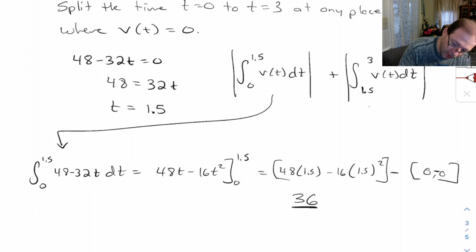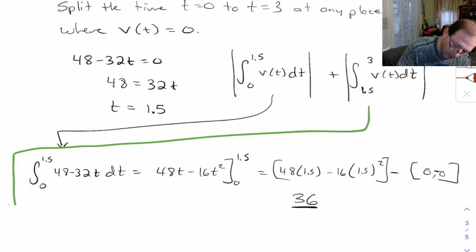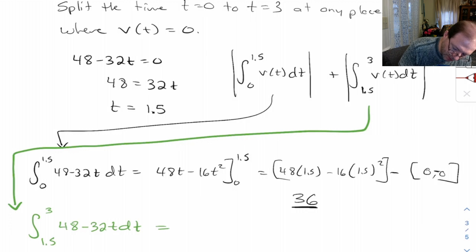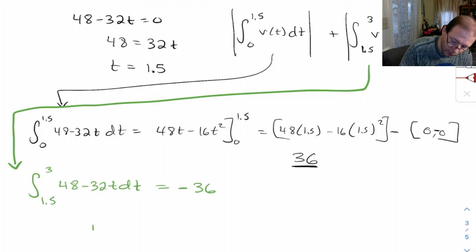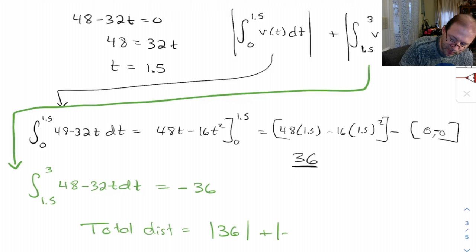Okay, this one, I go from 1.5 to 3. In the interest of cutting a little bit of time off, I'm just going to go ahead and say if you work this out, the answer is negative 36. That's the distance that it travels during that second time. So the total distance traveled is the absolute value of 36 plus the absolute value of negative 36, which is 72 feet.